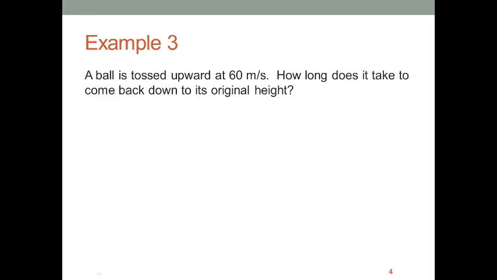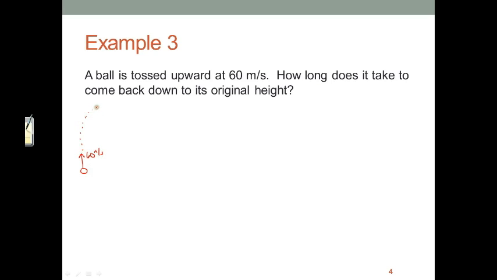Example 3 in one-dimensional motion: I have a ball tossed upward at 60 meters per second. I want to know how long it takes to come back down to its original height. So we have a ball. It's tossed upward at 60 meters per second. It's going to come back up.